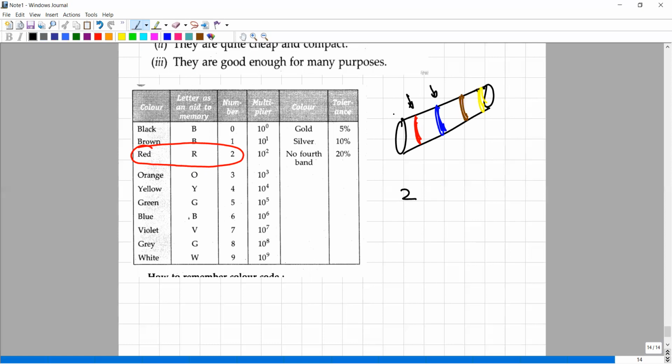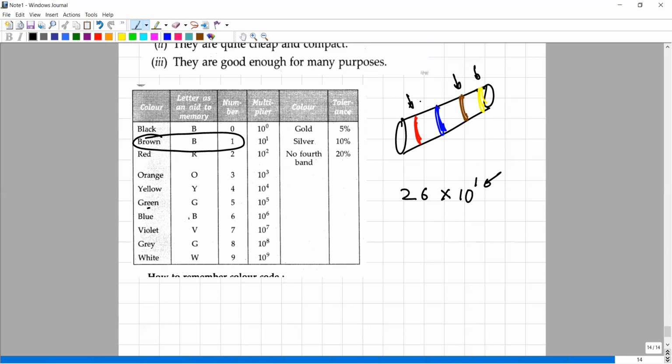Then find out which is the second color. The color is blue. So what is blue? Blue is 6. So the next digit will become 6: 2, 6. And find what the third color is. The third color is brown. What is brown? You see this, brown is 1. That means the third digit will come as a power of 10. This is the first color digit, second color digit, but the third color digit will come as a power of 10.